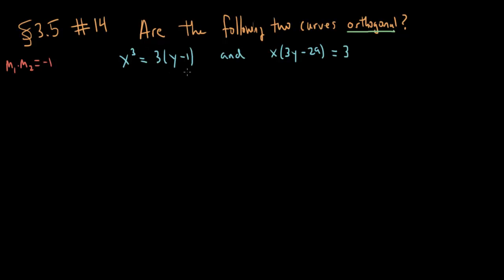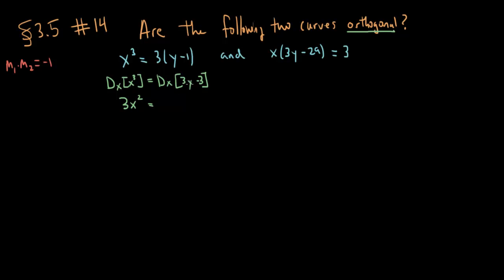To find the implicit derivative here, we need to take the derivative of both sides of the equation with respect to x. So the derivative of x cubed equals the derivative of, I guess we can distribute here, 3y minus 3. What's the derivative with respect to x of x cubed? Well, that's easy. That's just the power rule. That's 3x squared.